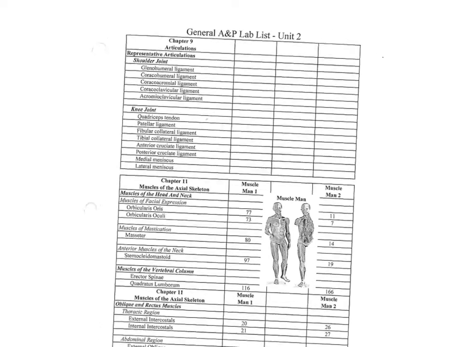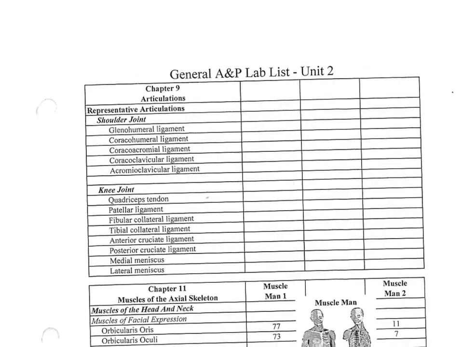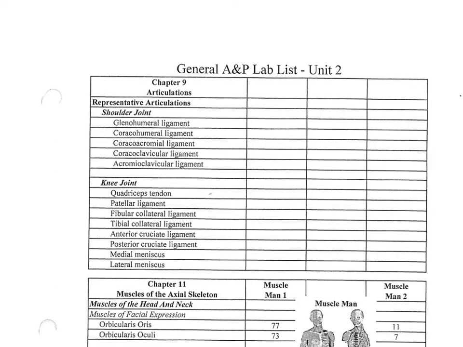So our next lab exam is going to be on chapters 9 and 11. I'm going to go over the structures in chapter 9 here, and I'm going to tell you which ones are going to be on diagrams and which ones are going to be on models. The first two here, the glenohumeral and the coracohumeral, are going to be on a diagram. I showed you what the diagram was in lecture. It's in your textbook. So just go and search for those two. Those will be on the diagram. The rest of these are going to be on the model.